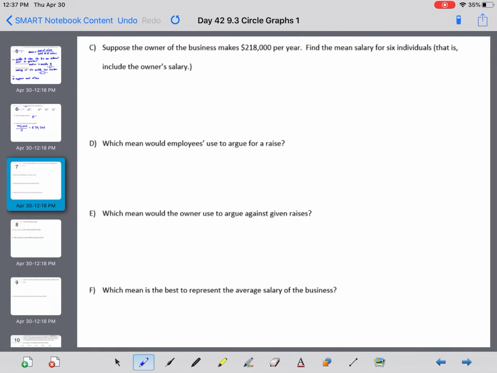Now, continuing on here for C, suppose the owner of the business makes $218,000 a year. We're going to find the mean salary for these 6 individuals now. So that means now let's include that $218,000. If I add that in, that makes my total sum now $414,000, and I'm going to divide that by 6. And if I do that, I'm going to get $69,000.